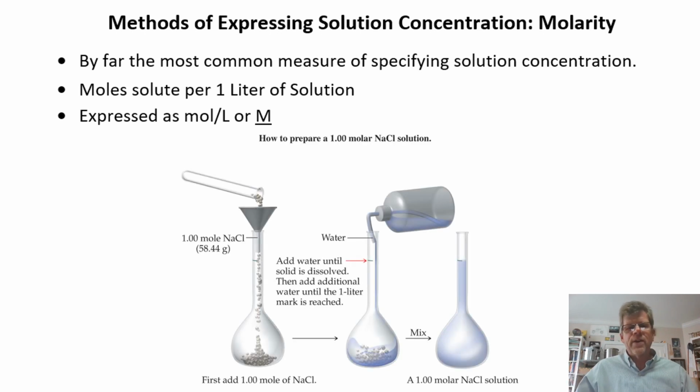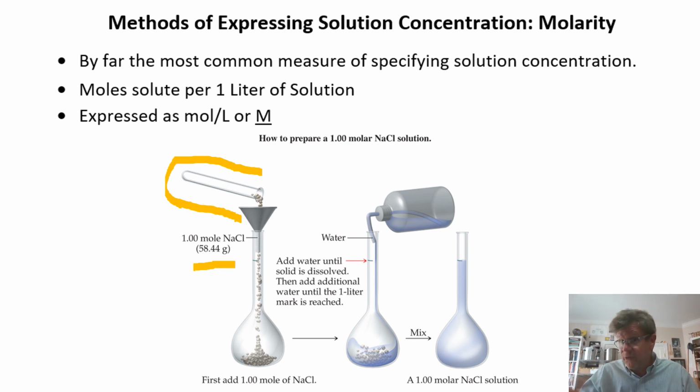The proper way to create a 1 molar solution of sodium chloride is this. The trick is we put in our solid, our 1 mole of solid solute, first. In this case, sodium chloride, 1 mole. It happens to be 58.44 grams. We could figure that out by looking at the periodic table. And then we put in water.